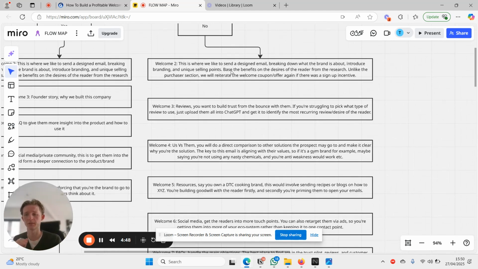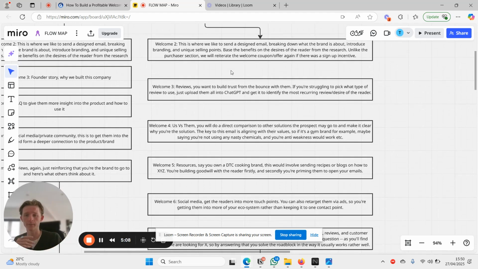Welcome 3 is also a good place to put bestsellers. Give them some choice, low friction, it's designed for a click. Welcome 3 is reviews. So this is basically just to build trust with them. If you're struggling to pick what type of reviews to use or the angle of the email, copy all of your clients' or your business's reviews, put them into ChatGPT and identify the most common recurring review or desire that the person has, or outcome.